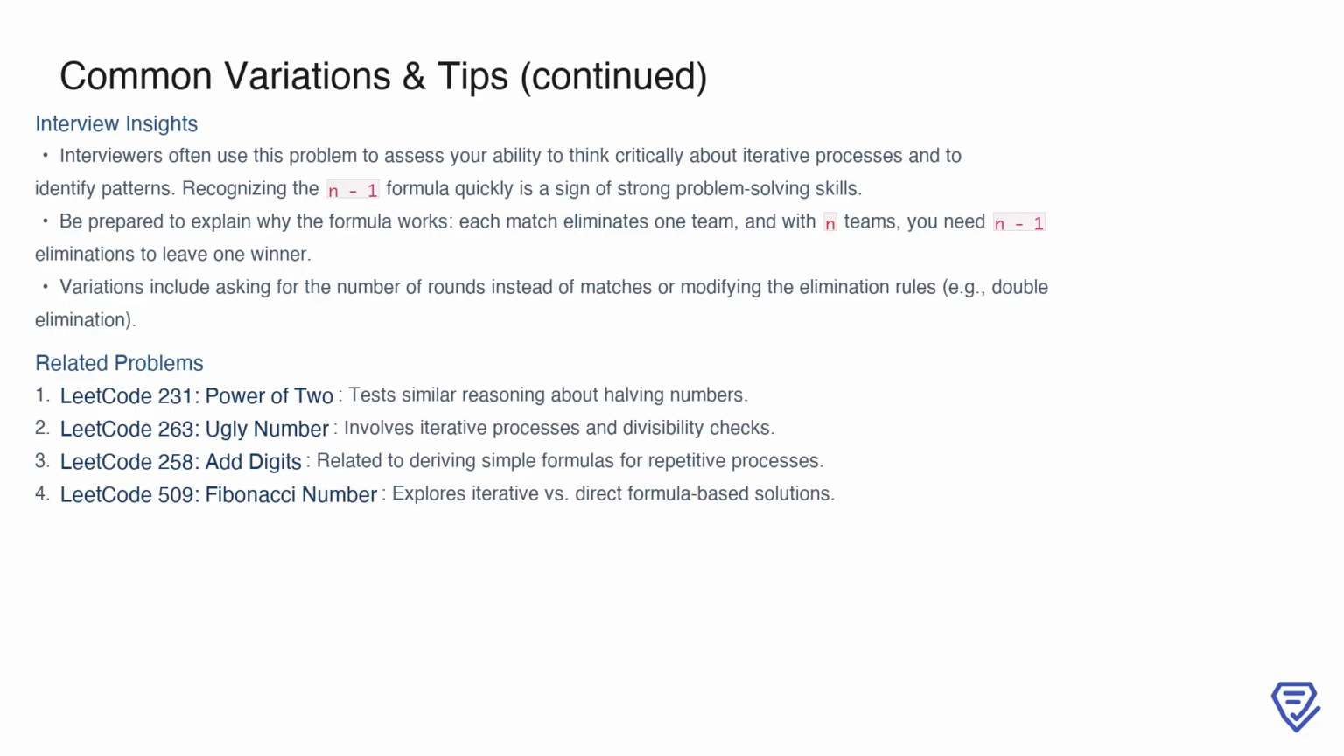Additionally, this problem is closely related to others that involve similar reasoning. For instance, LeetCode 231, Power of 2, tests your understanding of halving numbers. LeetCode 263, Ugly Number, requires iterative processes and divisibility checks. LeetCode 258, Add Digits, involves deriving simple formulas for repetitive processes. Lastly, LeetCode 509, Fibonacci Number, explores the trade-offs between iterative and formula-based approaches, much like this problem.